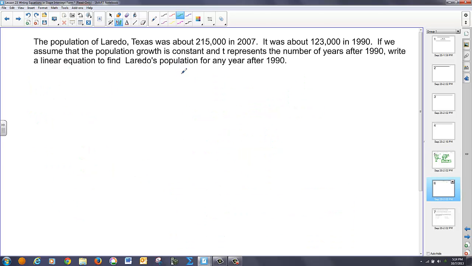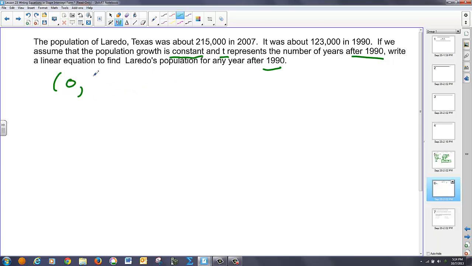So in this example, we have a population in 2007 and a population in 1990. And we assume that the growth is constant, which means the slope is constant. And t represents the number of years after 1990. That's important. 1991 would represent the number 1 for t, 1992, etc., etc. So 1990 actually represents the 0 year. And the population is the y value.